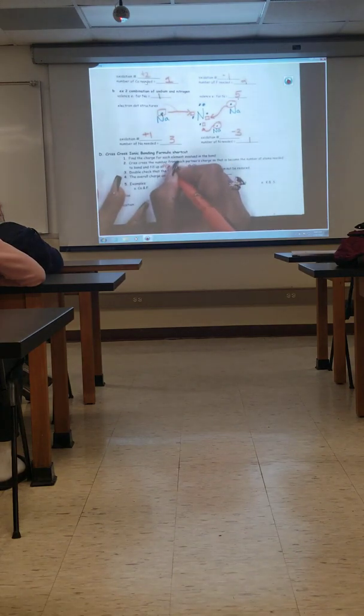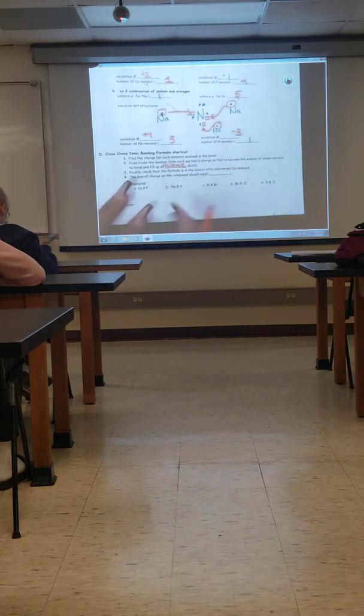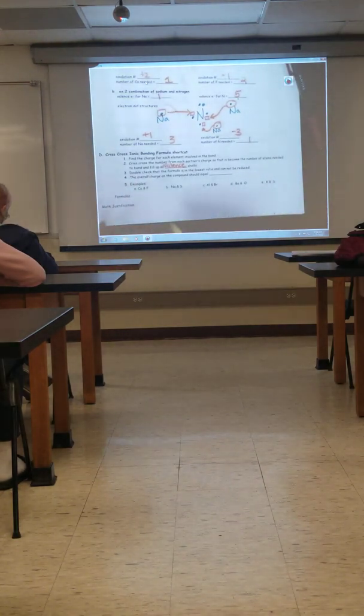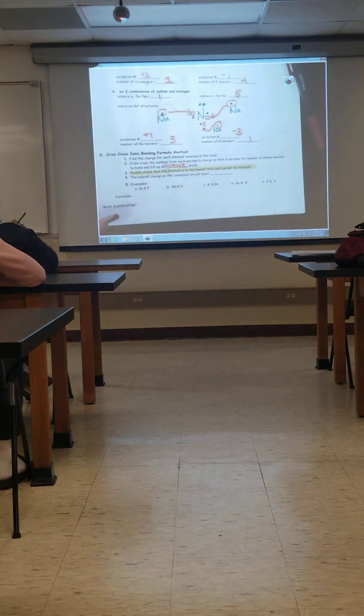So it says, number 1, find the charge for each element involved in the bond. Okay? Number 2, crisscross the number from each of the partner's charge so that it becomes the number of atoms needed to bond to fill up the valence shells. Number 3, double check that the formula is in the lowest ratio and cannot be reduced. That is super important. If anything, I have a lot of students in the beginning that forget this part right here. They forget to reduce it, okay? If you can reduce ionic bonds, you must reduce them, okay?